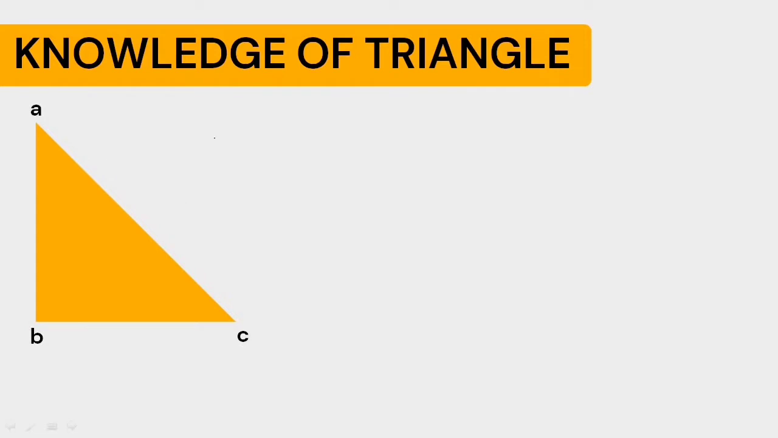So knowledge of triangles. Here triangle ABC is a right angle triangle. How can we say that it is a right angle triangle? Because this angle is 90 degree. And if we assume this as theta, ABC is a right angle triangle where angle B is equal to 90 degree.